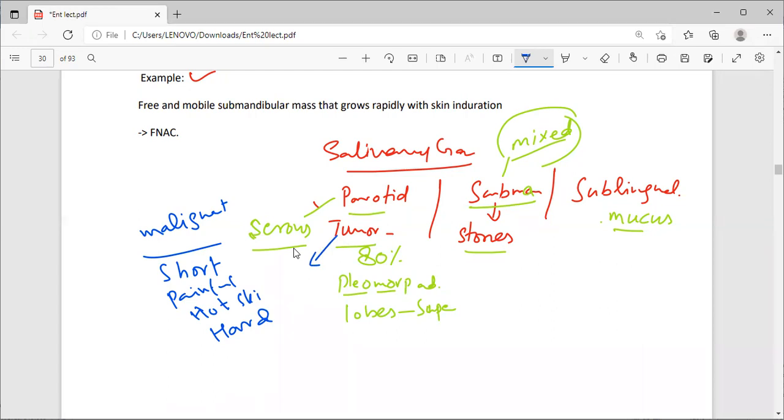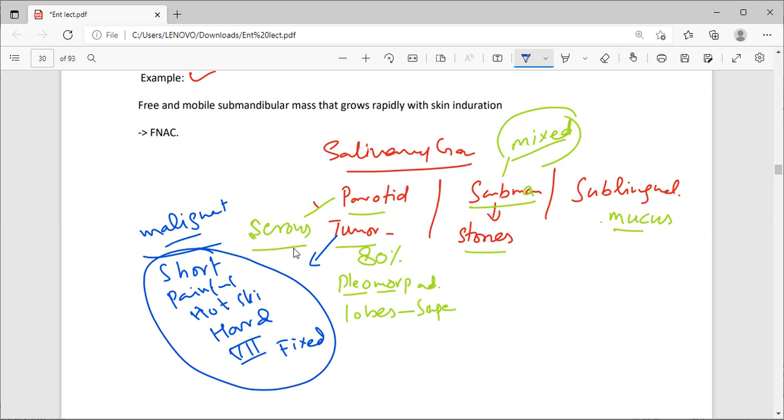And when they involve cranial nerve 7, which is the facial nerve. Okay, and they are fixed, so these all can tell you that the patient is having a malignant tumor. Okay, short history, very fast and painful. Hot skin will be there, and there will be a hard tumor. It will invade into cranial nerve 7, and it will be fixed.